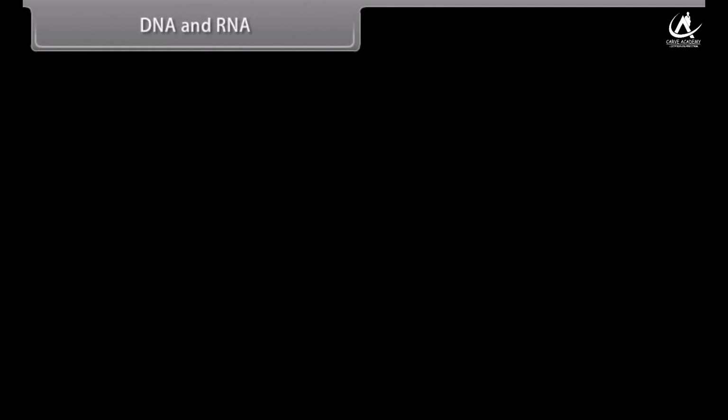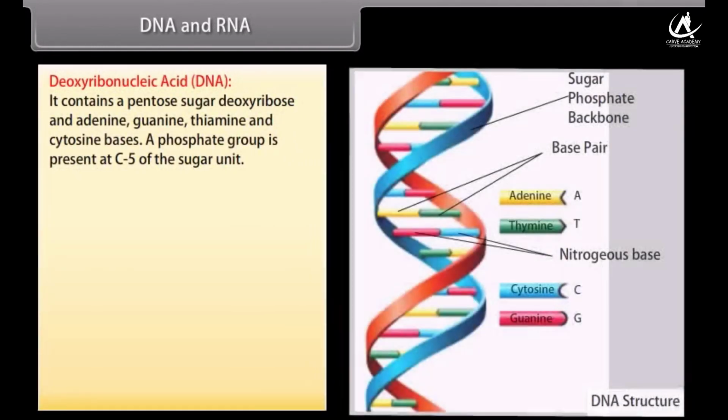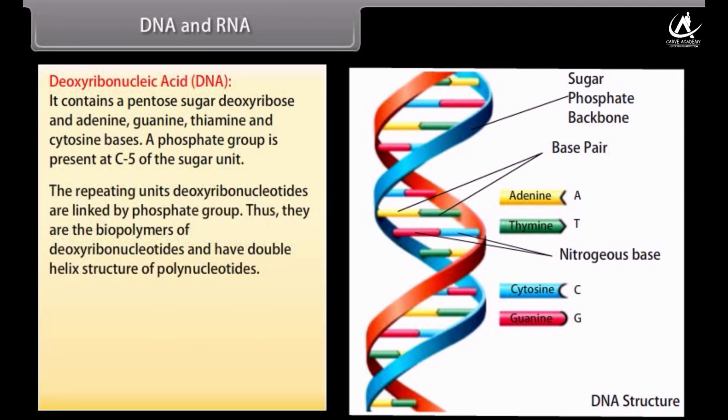DNA and RNA. Deoxyribonucleic acid. It contains a pentose sugar deoxyribose and adenine, guanine, thymine, and cytosine bases. A phosphate group is present at C5 of the sugar unit. The repeating units of deoxyribonucleotides are linked by phosphate group.